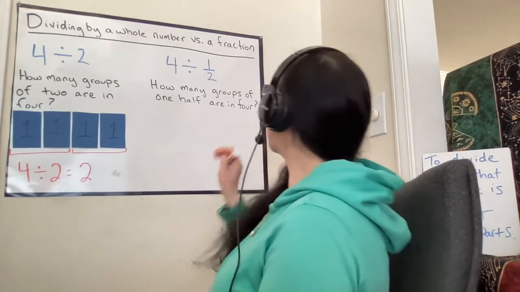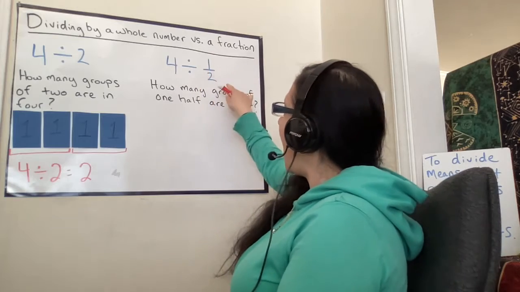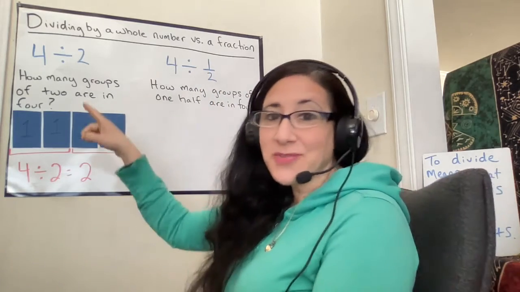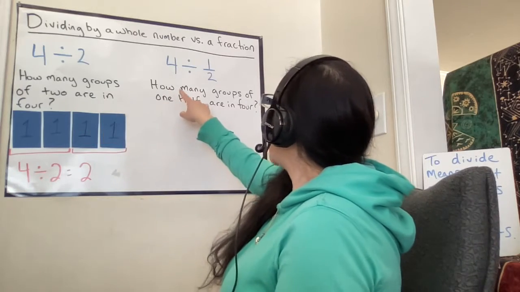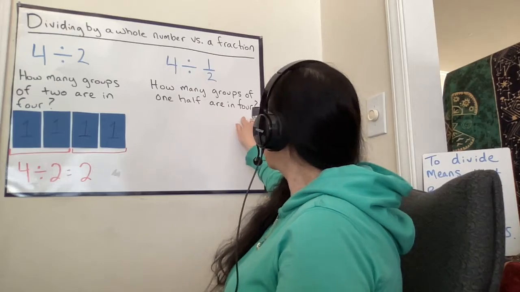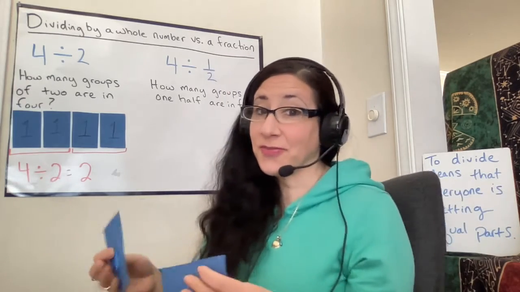Okay, now let's look at this example: 4 divided by a half. Okay, so that's a completely different problem than this one. This is asking how many groups of 1/2 are in 4. Let's look at this, which can be really confusing for some students.